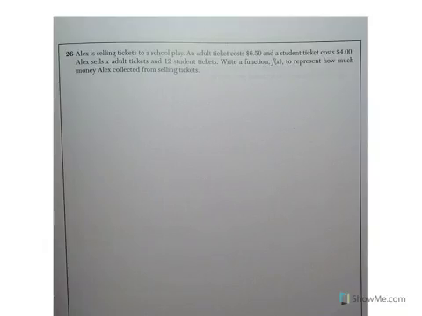Number 26. Alex is selling tickets to a school play. An adult ticket costs $6.50 and a student ticket costs $4. Alex sells x adult tickets and 12 student tickets. Write a function f of x to represent how much money Alex collected from selling tickets.